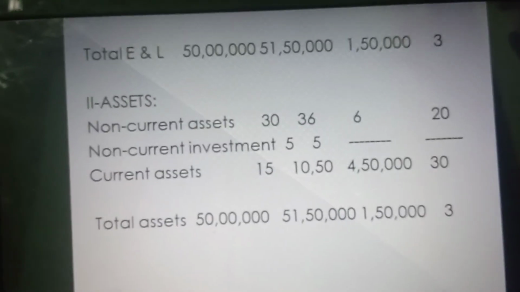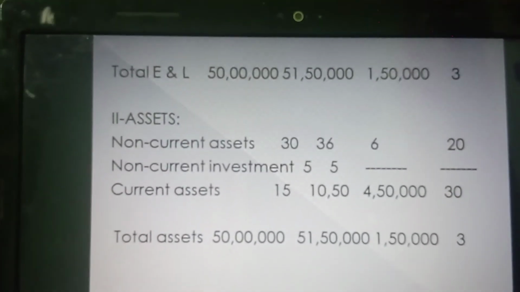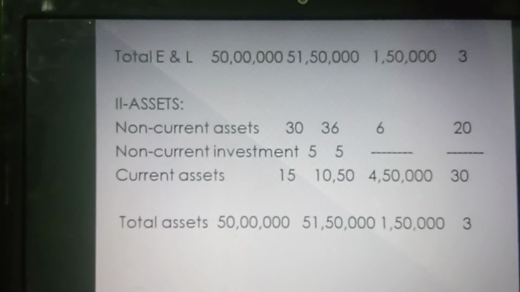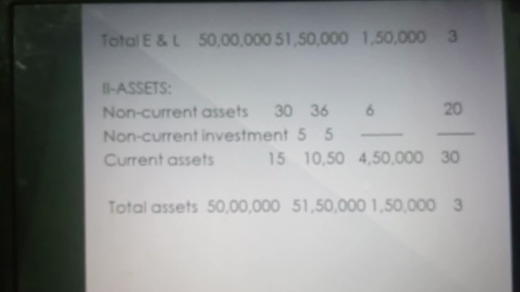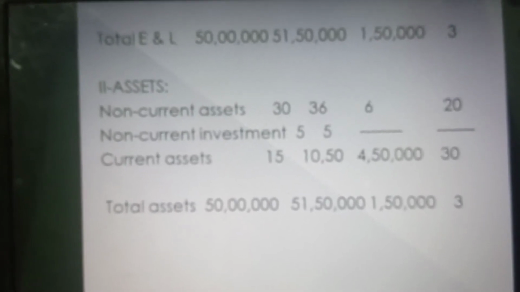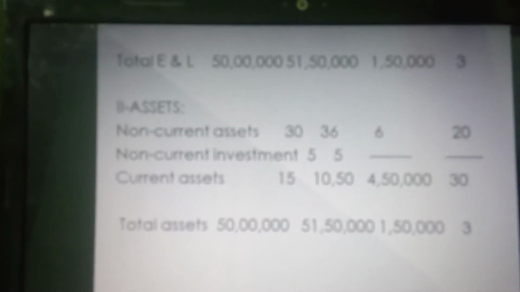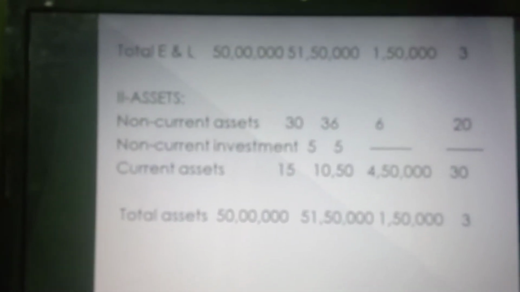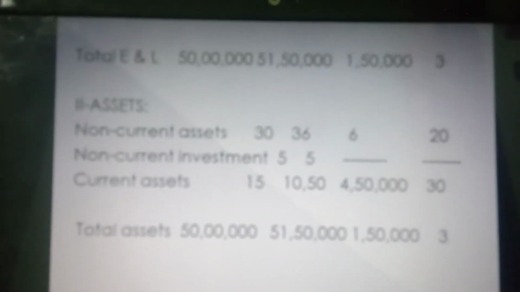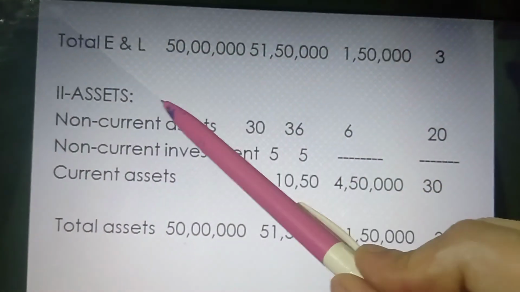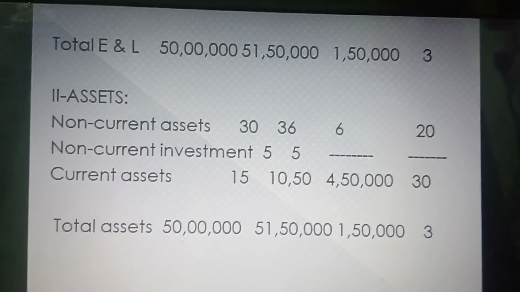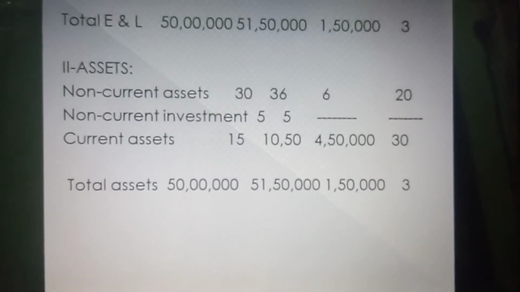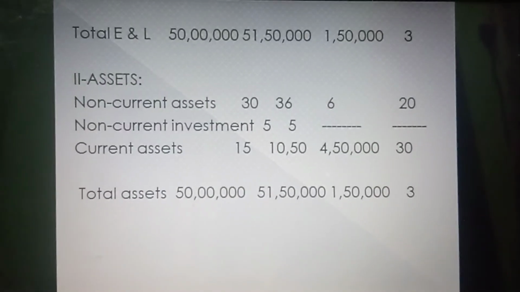Moving to the changes in percentage, as you can see the change is 3. How do we compute it? Again we have to apply the formula. The formula is the absolute change. Here we will take the absolute change of the total, that is 1 lakh 50,000, and it would be divided by the total equity and liabilities, that is 50 lakh. So 1 lakh 50,000 upon 50 lakh into 100. We are getting the percentage, that is 3%. So here we have taken the total.